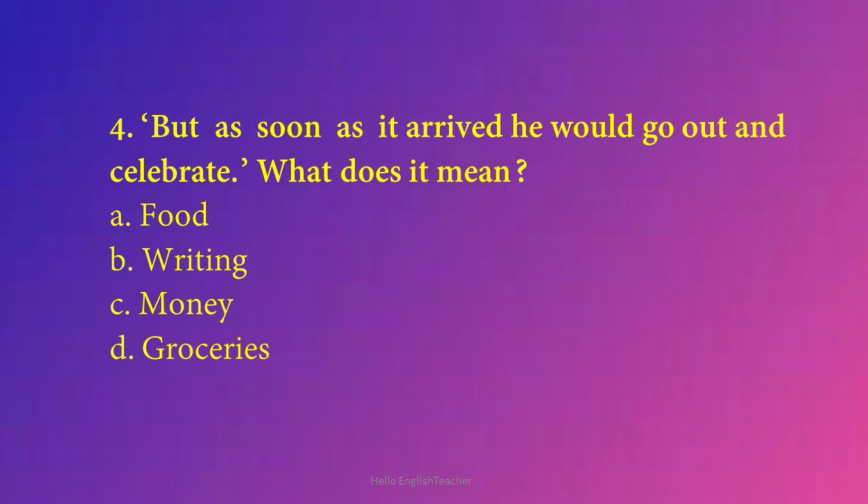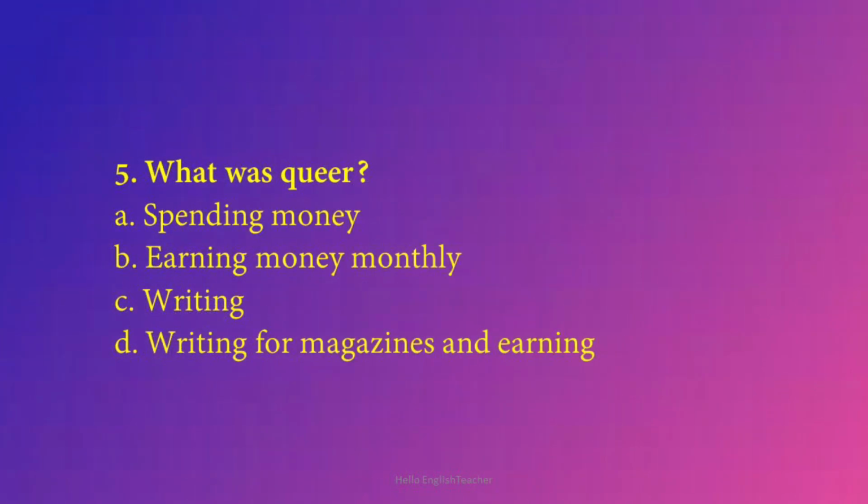So let's look at the next question, question number 4. But as soon as it arrived, he would go out and celebrate. So what does it mean here? Food, writing, money, groceries. So here it means the money that he would get through the check. So he was always worried about why the money or the check is not arriving. So as soon as the money arrives, he would go and celebrate. So the answer is C, money.